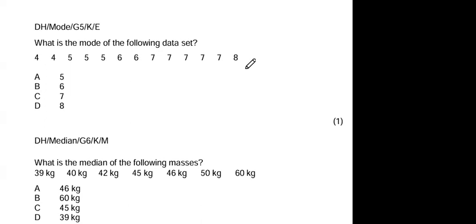What is the mode of the following set of data? It's actually in ascending order already, so that makes it so much easier. As you can see, there are more sevens than any other. So the mode is the number that occurs the most. All right, let's move on.